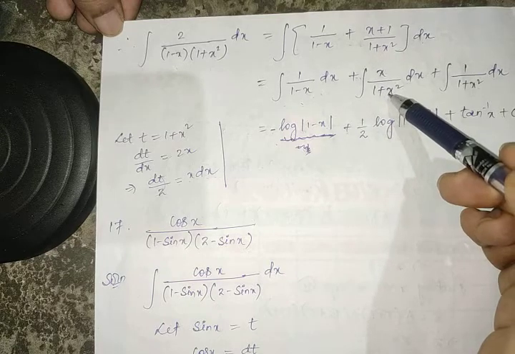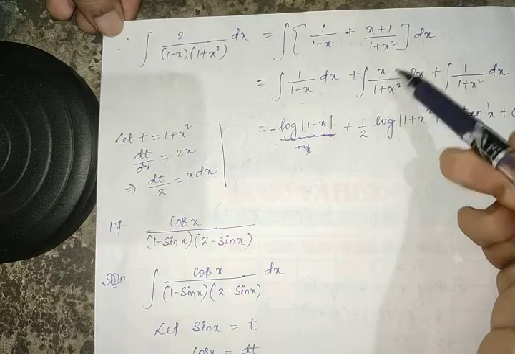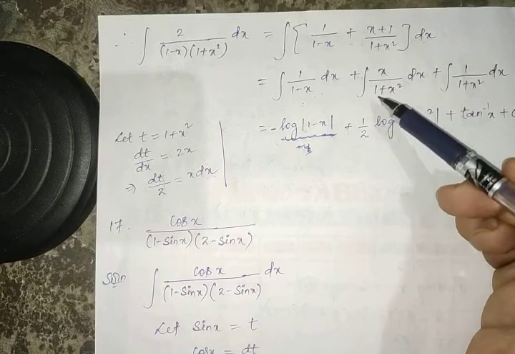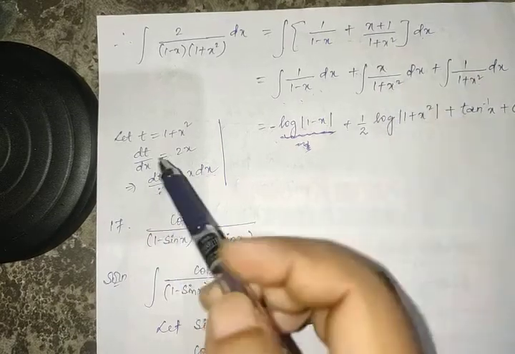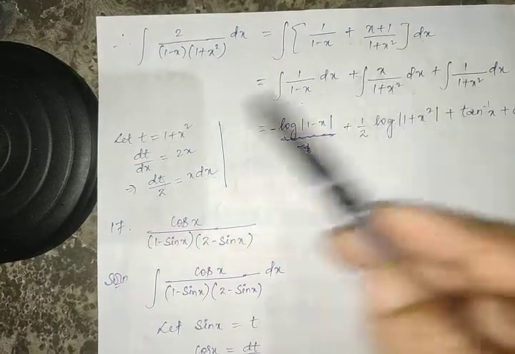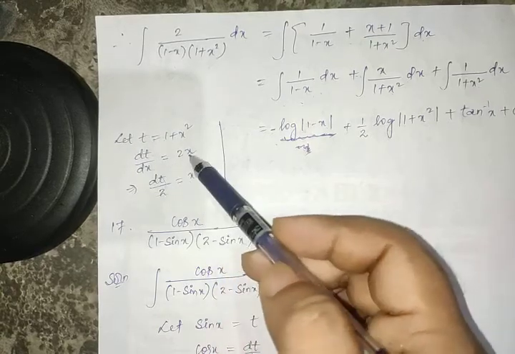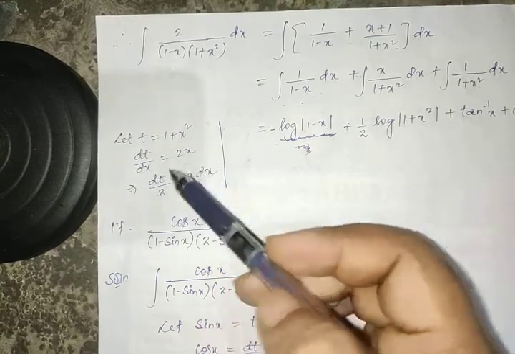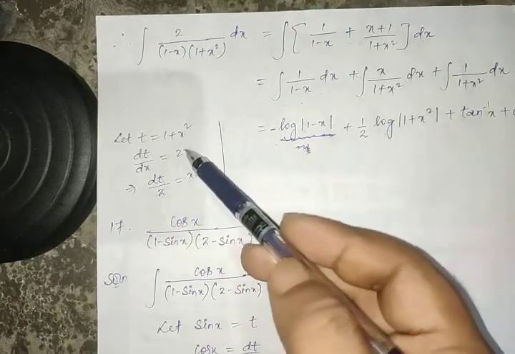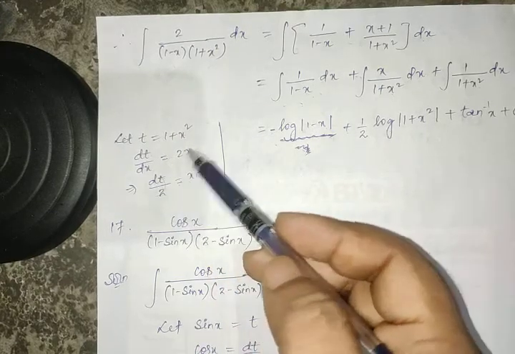See, if we differentiate this x square, we'll get 2x, and then we can cancel this x and x. So for this part we'll substitute: let t equal to 1 plus x square, only for this part. If we differentiate, dt by dx equals 2x. Differentiation of x square is 2x, and of 1 is 0 only. Then we need x dx, so let us cross multiply and we'll get dt equal to 2x dx.